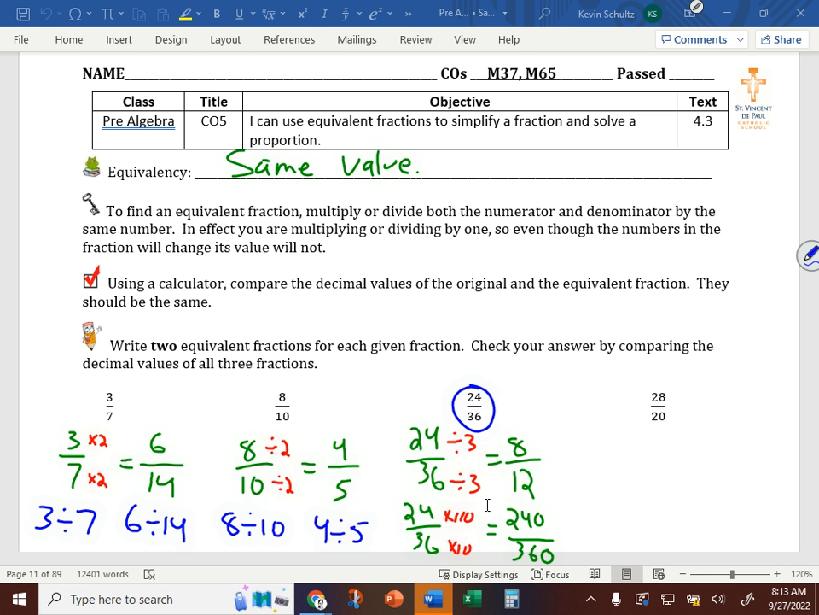Our original fraction of 24/36, then our first equivalent fraction of 8/12, and then our second equivalent fraction of 240/360. And you know they're going to be equivalent if you get the same value for each of them. And do you? Yes. What is the value? A gross number, not as gross as it could be. It's like 0.66667. Yeah, 0.6 repeating.